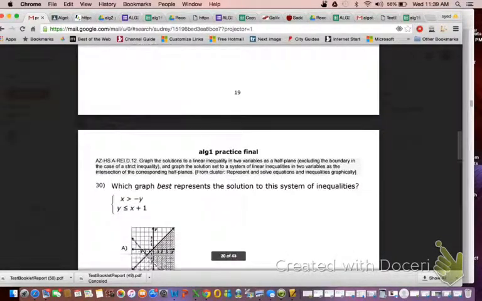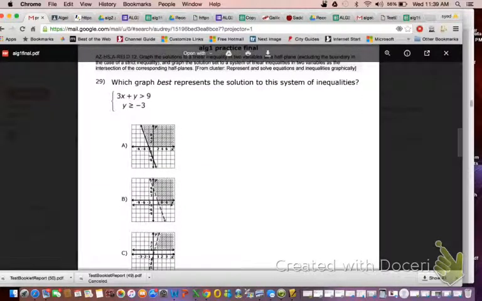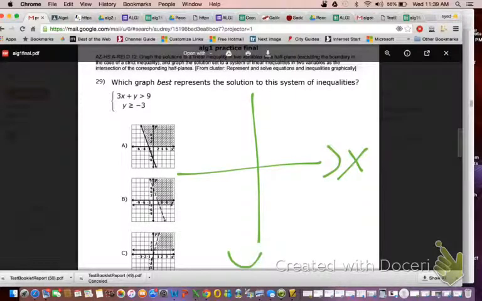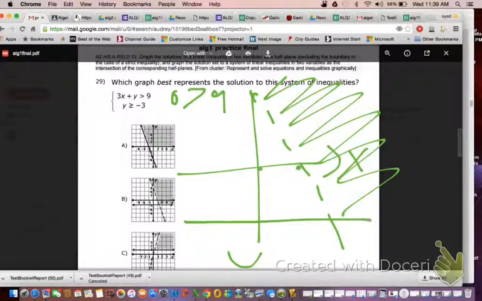Okay, so we have 29 and 30, good. So 29 is going to be this. 3 times what is 9 is 3. Y times what is 9 is 9. Let's just make it dashed. Let's pick a test point. Is 0 greater than 9? No, that's not true, is it? So we shade this way. And y is greater than or equal to -3, is just like that.